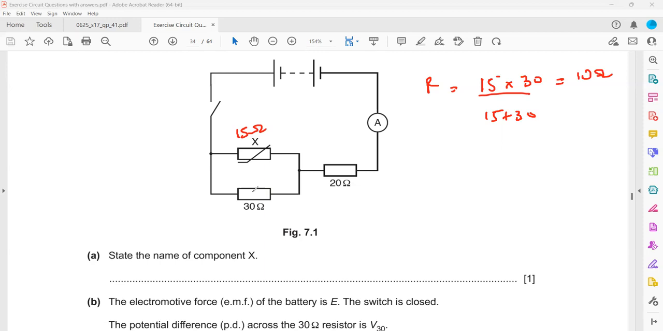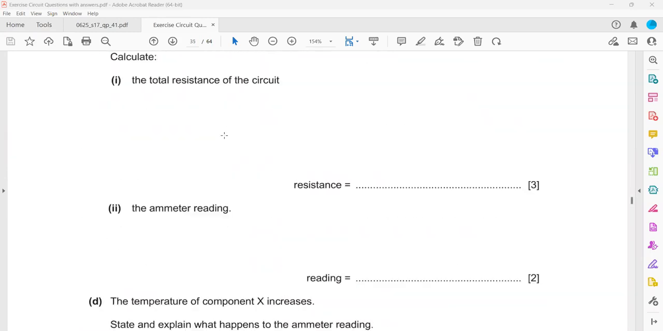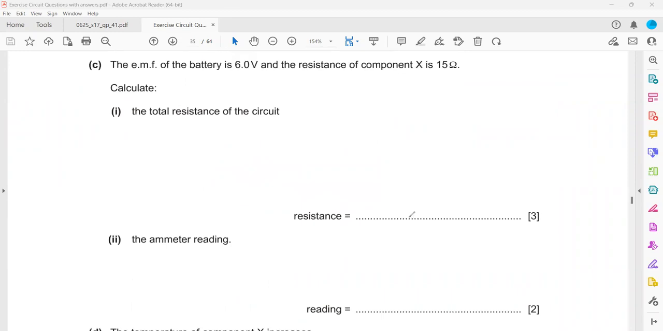So if this combination is 10 and this one is in series, what is the total resistance of the circuit? The total resistance of the circuit will be 10 plus 20, which is 30. So we first work out the combined resistance of this combination and then add 20 because that is in series. So the total resistance of the circuit is equal to 30 ohms. First we work out the parallel combination, and then add the series one to get the combined resistance.